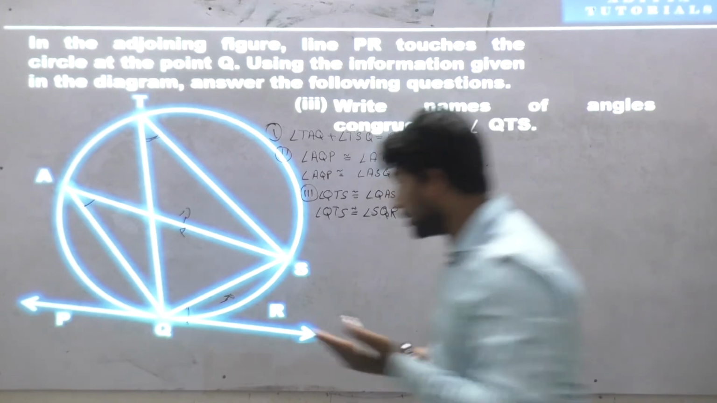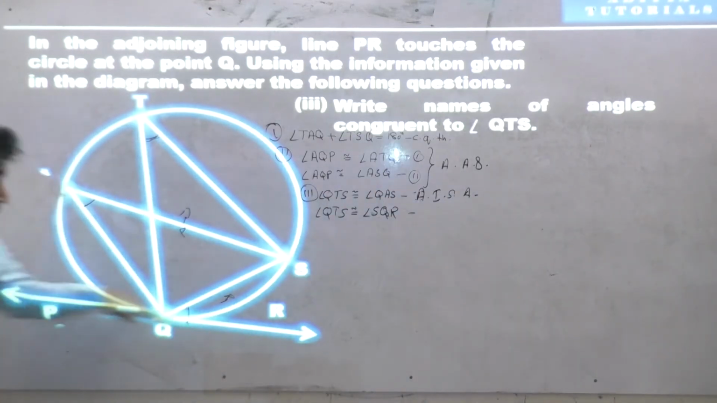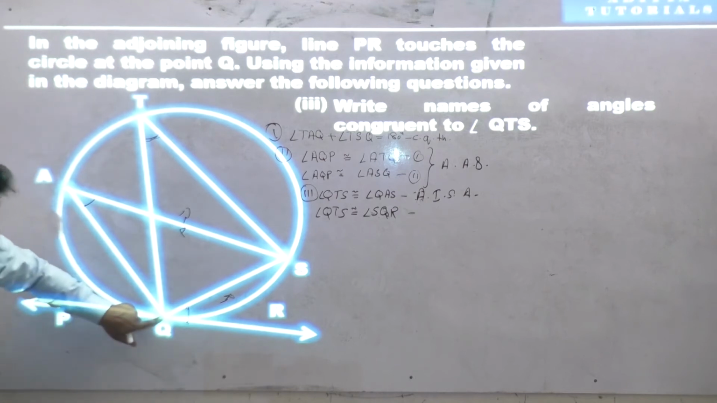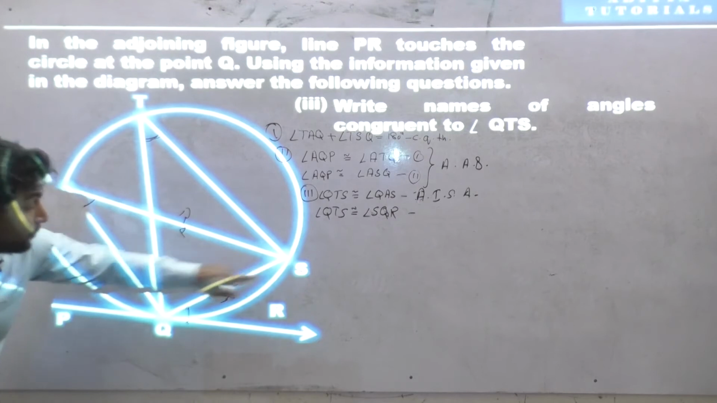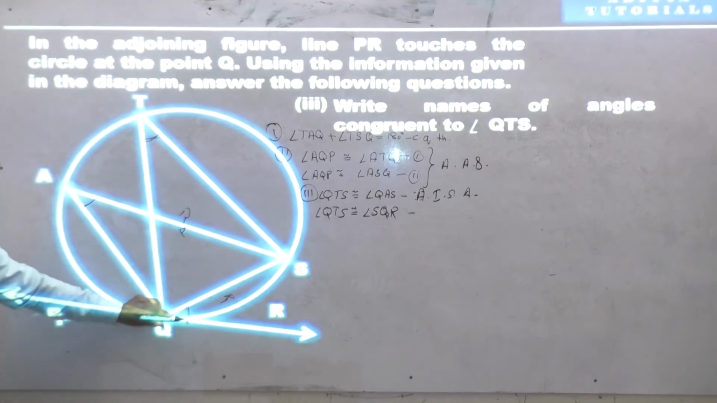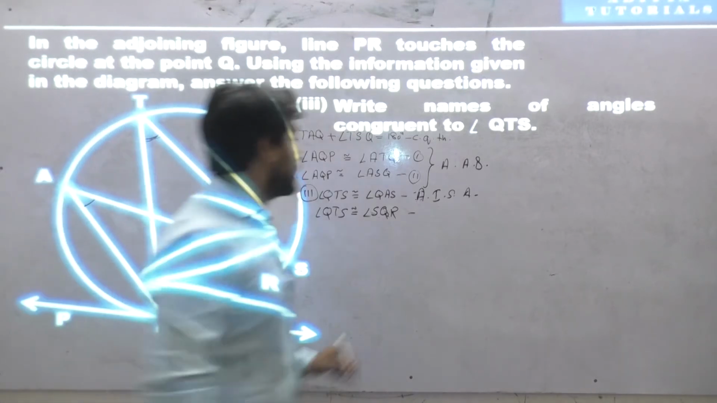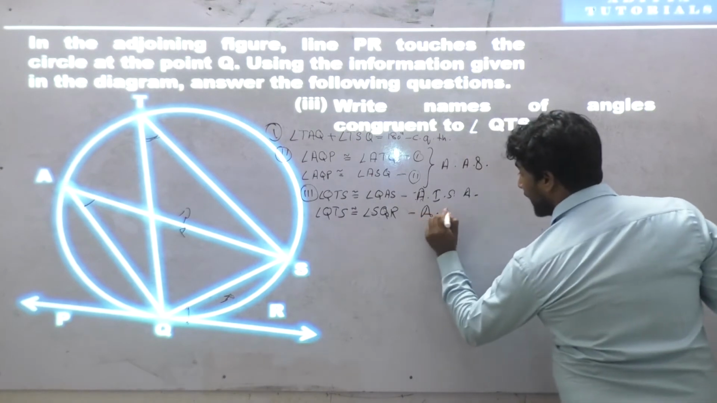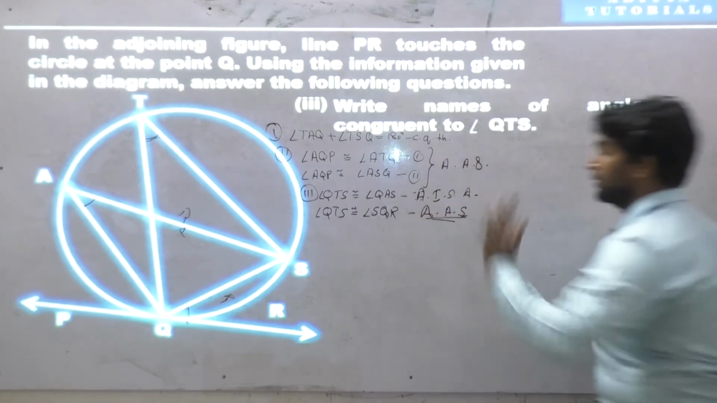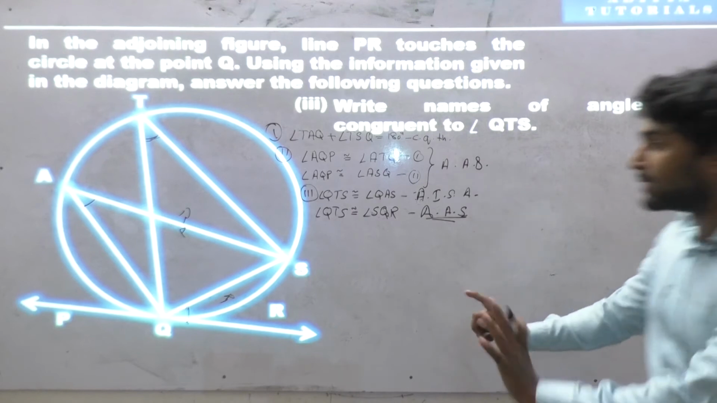By the theorem, a tangent line is drawn at a point Q, and from that point of contact a chord is drawn. The angle the chord makes with the given line is equal to the angles in the alternate segment. That is, angles in alternate segment. Done. Okay, तो QTS का भी हो गया.